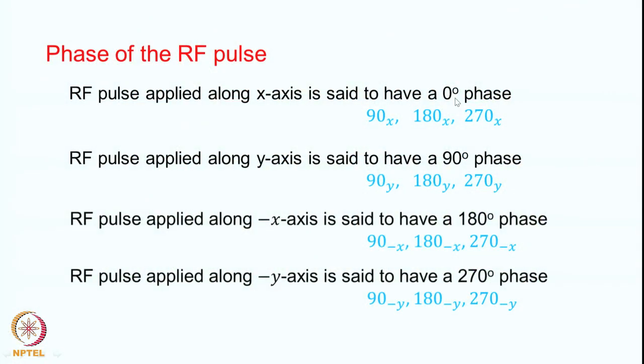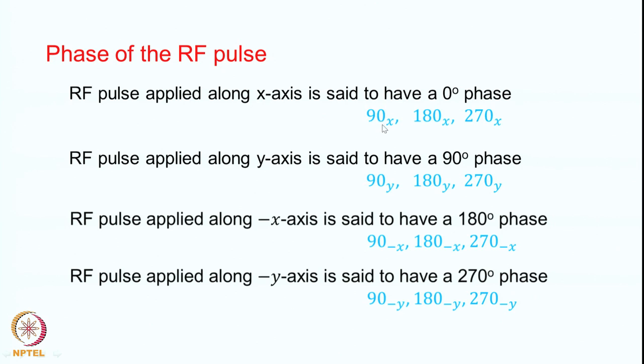Okay. Now the next concept here is the phase of the RF pulse. When you apply the RF pulse along the x axis, it is said to have zero phase. So we may apply a 90 degree x pulse or a 180 x pulse or a 270 degree x pulse. What do these things do?